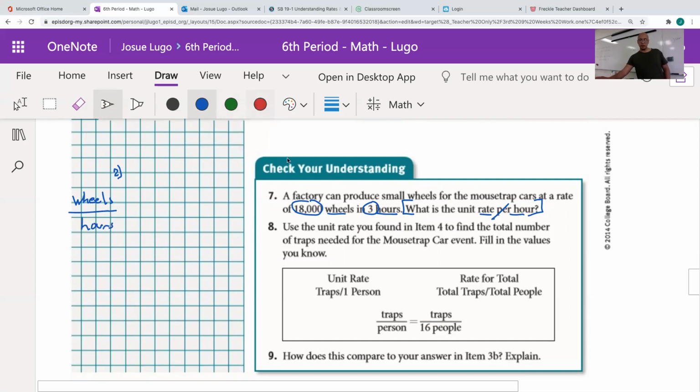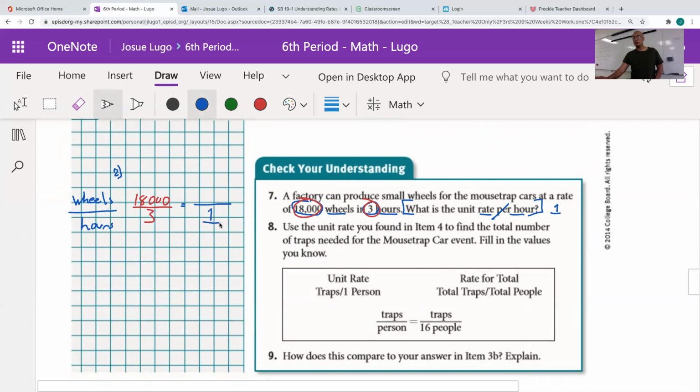And they give us that rate, do they not? The rate is going to be 18,000 wheels in 3 hours. I got this straight from here, 18,000 in 3 hours. So now, ladies and gentlemen, we want to know the rate per hour. Anytime it says per something, per hour, per person, per class, per minute, that's always per one of that thing. So when it's asking per hour, we're asking per 1 hour.